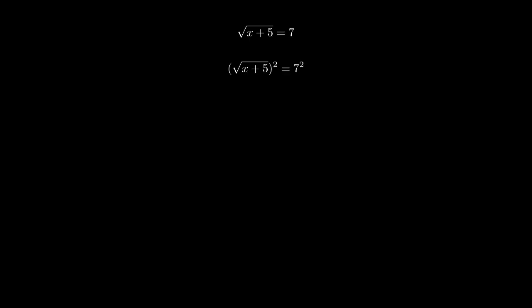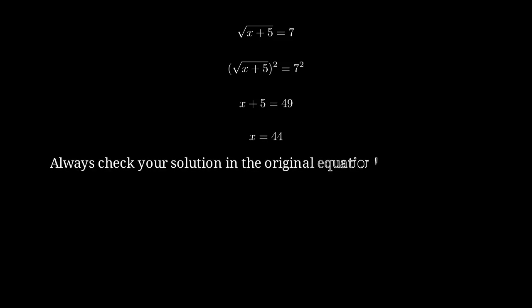We square both sides to eliminate the square root. This gives us x plus 5 equals 49. Subtracting 5 from both sides, we get x equals 44. Always check your solution by substituting it back into the original equation to verify it works.